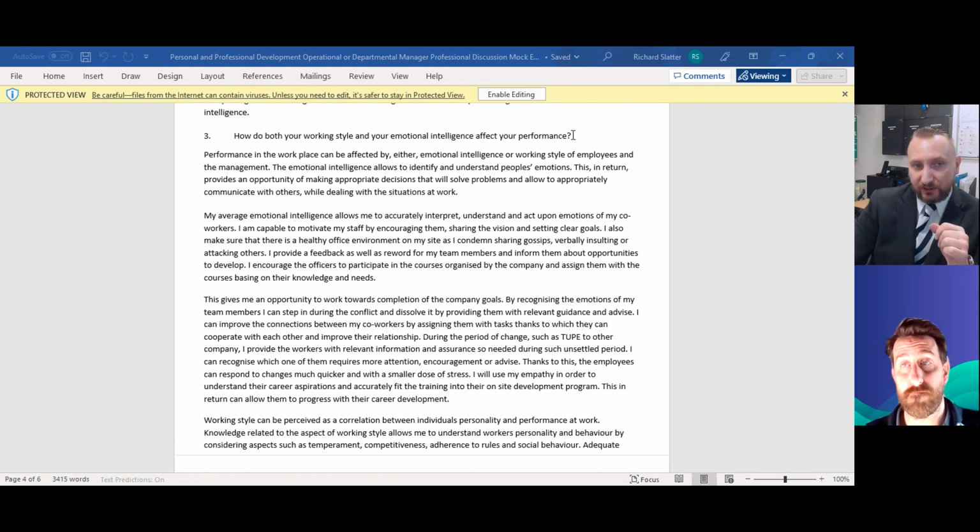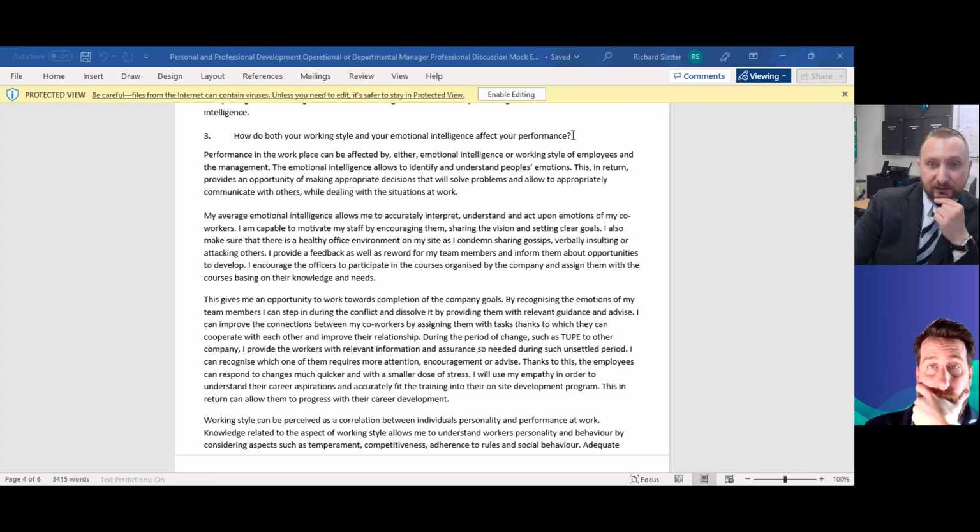My average emotional intelligence allows me to accurately interpret, understand, and act upon emotions of my coworkers. I am capable of motivating my staff by encouraging them, sharing the vision, and setting clear goals. I also make sure that there is a healthy office environment on my side, as I condemn sharing gossip, verbally insulting or attacking others. I provide feedback as well as a reward for my team members and inform them about opportunities to develop.